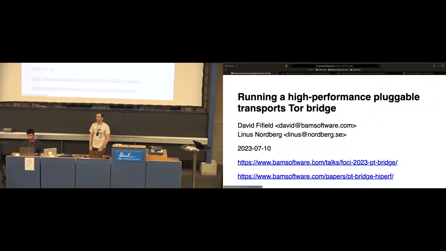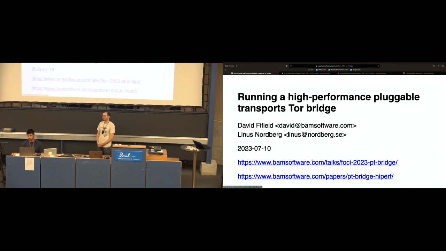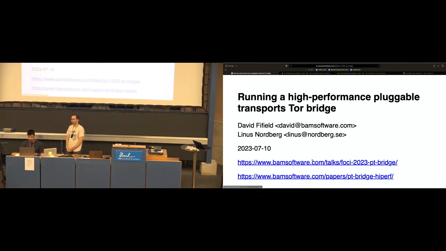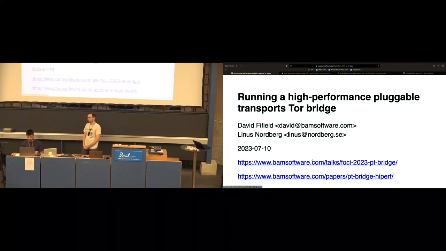Hey, nice talk. This may be a jet lag question, so bear with me. For the indirect bridges, at this scale, they don't need to be secret. They're big, right? Why not just incorporate this into the main Tor network and have the Tor relays do it?